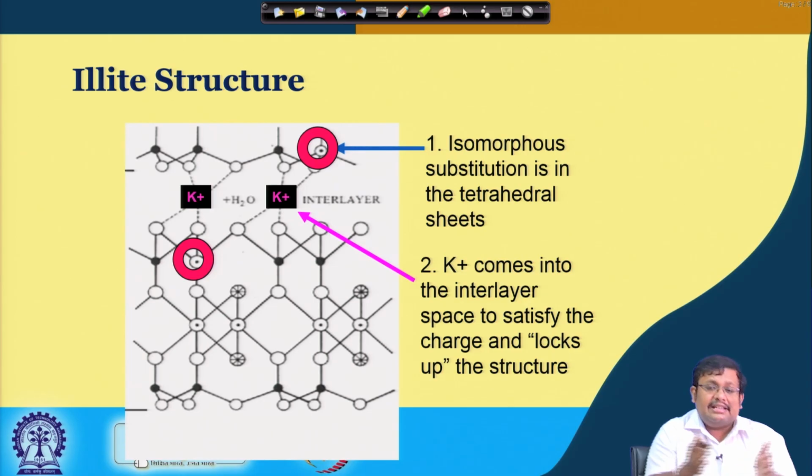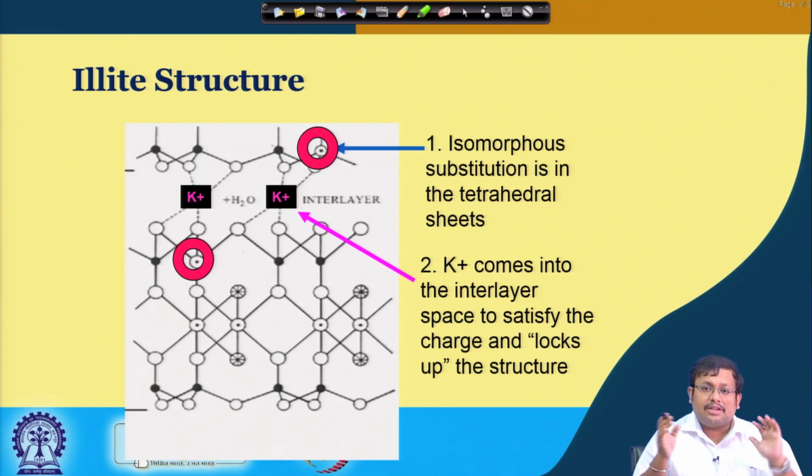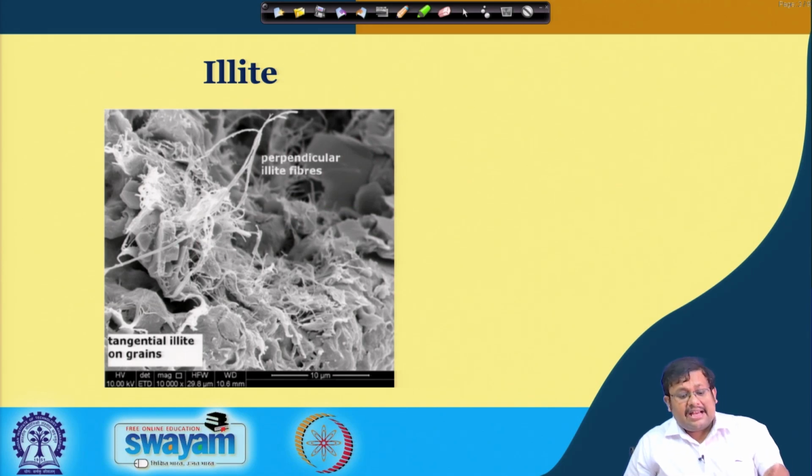So, as a result of tetrahedral isomorphous substitution, negative charge develops on the surface, and this negative charge is satisfied by the potassium ions which come into the interlayers, making it a locked structure. As a result of that, illite is known as a non-expandable or minimum swelling type of mineral. So, this is an illite electron microscopic picture. You can see it appears fibrous under the electron microscope.